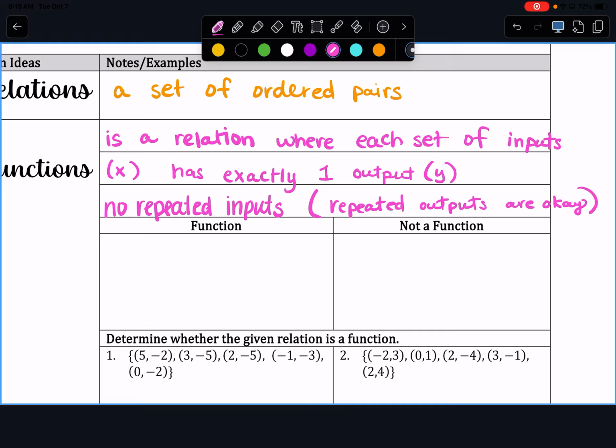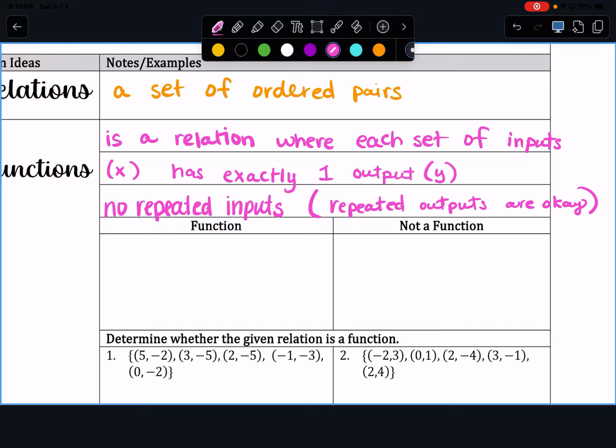No, because both of them have a November birthday, right? It wouldn't be unique. But what if I made the person having a unique birthday? Would that be a function? If I said Trinity's birthday is, how many birthdays does Trinity have? How many birthdays does Jaden have? One. There's only ever one answer.